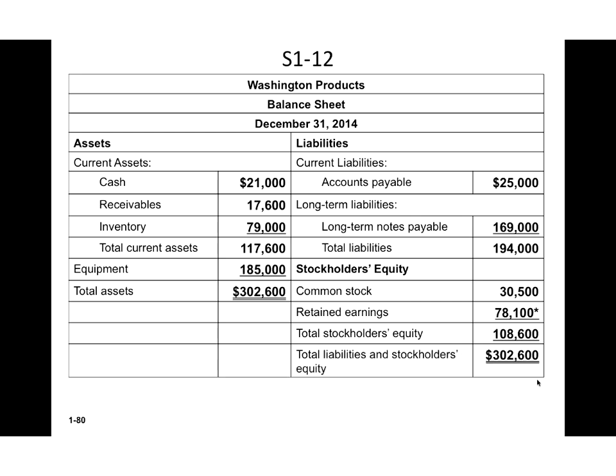Okay, so then my total liabilities and stockholders' equity is going to be my total liabilities of $194,000 plus my total stockholders' equity of $108,600. That'll be my $302,600. I know I'm right because it equals my assets. On a balance sheet, your assets have to equal your liabilities and your equity.